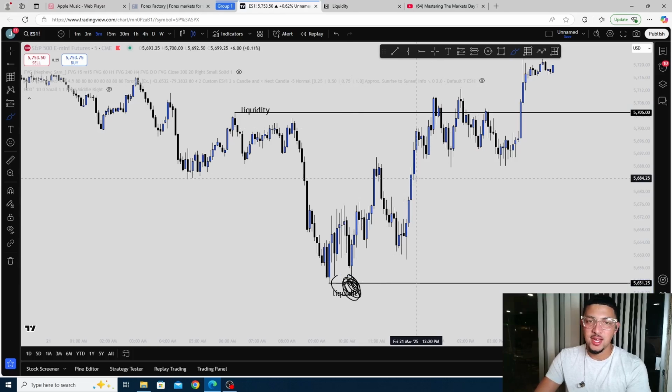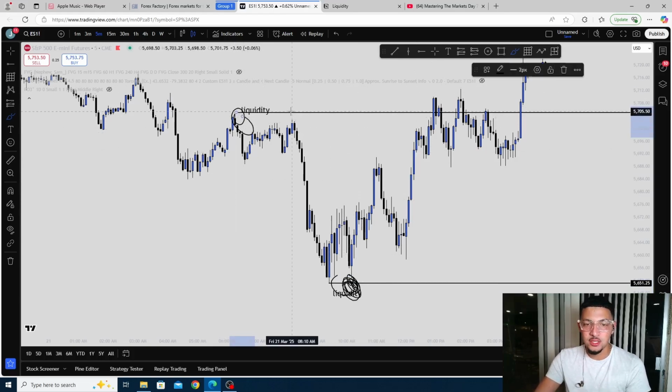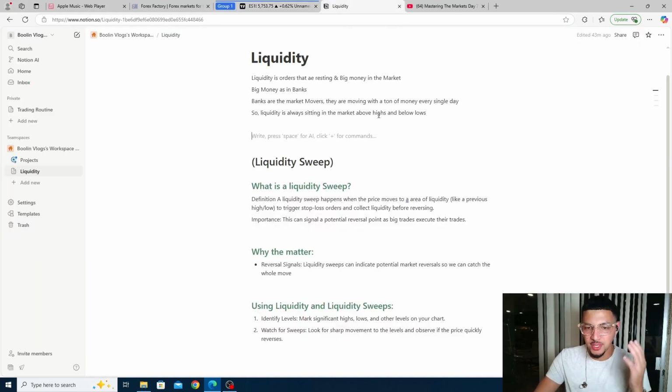So I'm telling y'all guys, same thing when it comes to the downside. Grab liquidity right here too. Boom, all the way to the downside. Easy and simple, guys. This is not that hard. If you guys really pay attention to what I'm saying, you guys gonna understand everything I'm telling y'all.